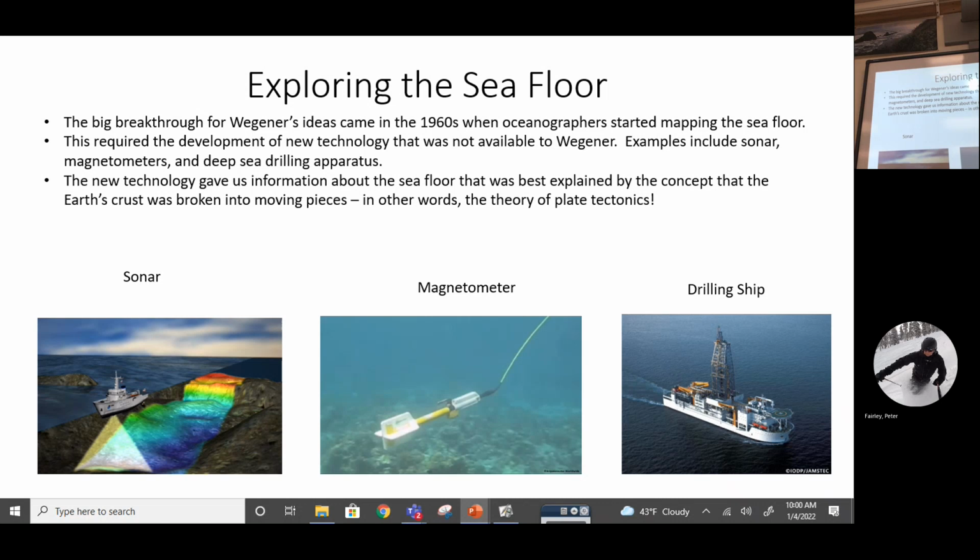Okay. And the new technology gave us information about the seafloor that was best explained by the concept, once again, that Earth's crust is broken into pieces that move. In other words, plate tectonics describes what we discovered pretty effectively. We're good?